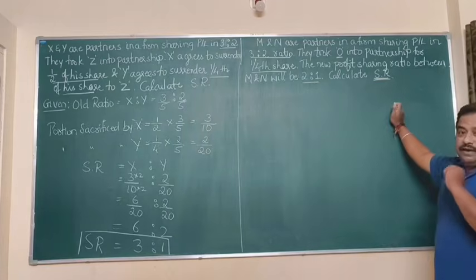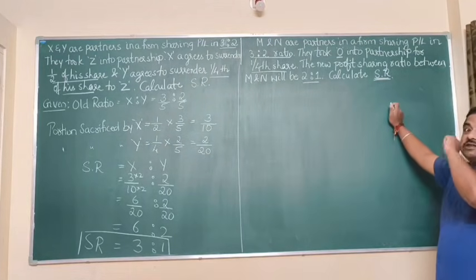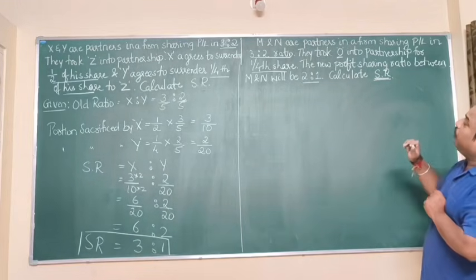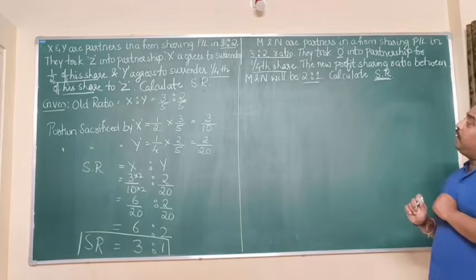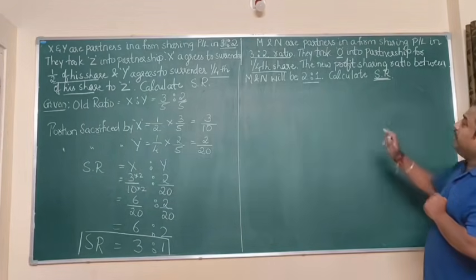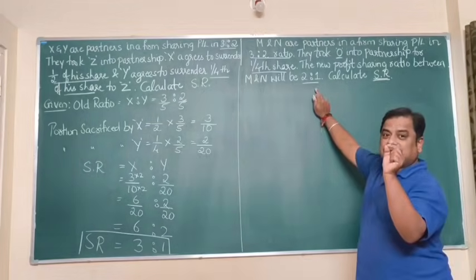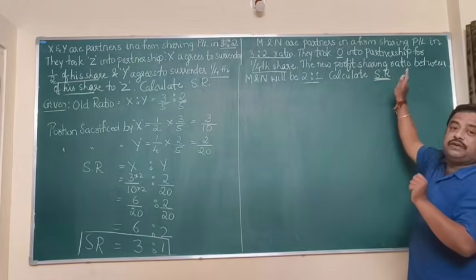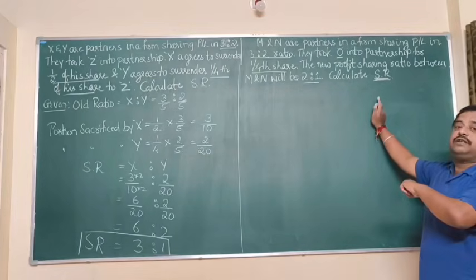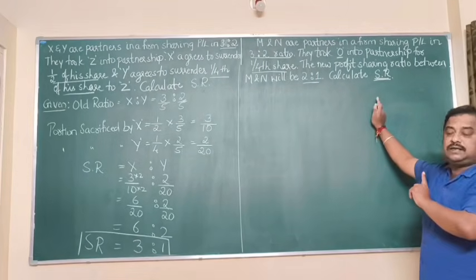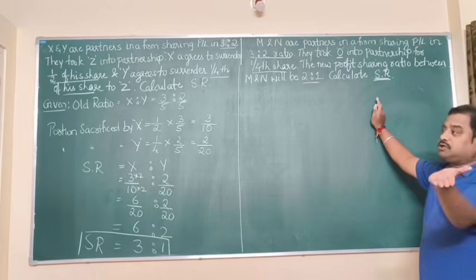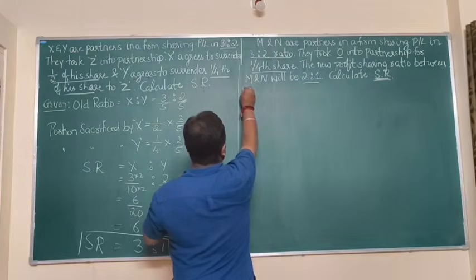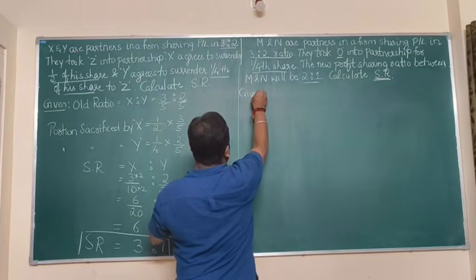Now calculate sacrifice. Don't you think it is almost similar to the first problem? What is given to us? Old ratio is given. Who is our new partner? O. And what is the new ratio? M and N. Now here, just a small tricky thing: whenever they give you the new profit sharing ratio, it will be of all the partners. All the partners means old partners and the new partner. Let's see how to present this one. It's a very simple problem if you understand the concept here.